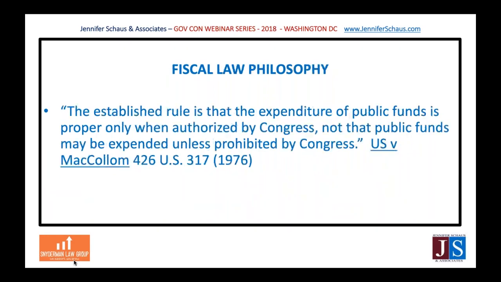So this is essentially what the fiscal law philosophy is, and it was in this case U.S. v. McCallum in 1976. The established rule is that the expenditure of funds is proper only when authorized by Congress, not that public funds may be expended unless prohibited by Congress. So what it's saying is that essentially public funds have to be appropriated and authorized specifically. They can't do what's not written.